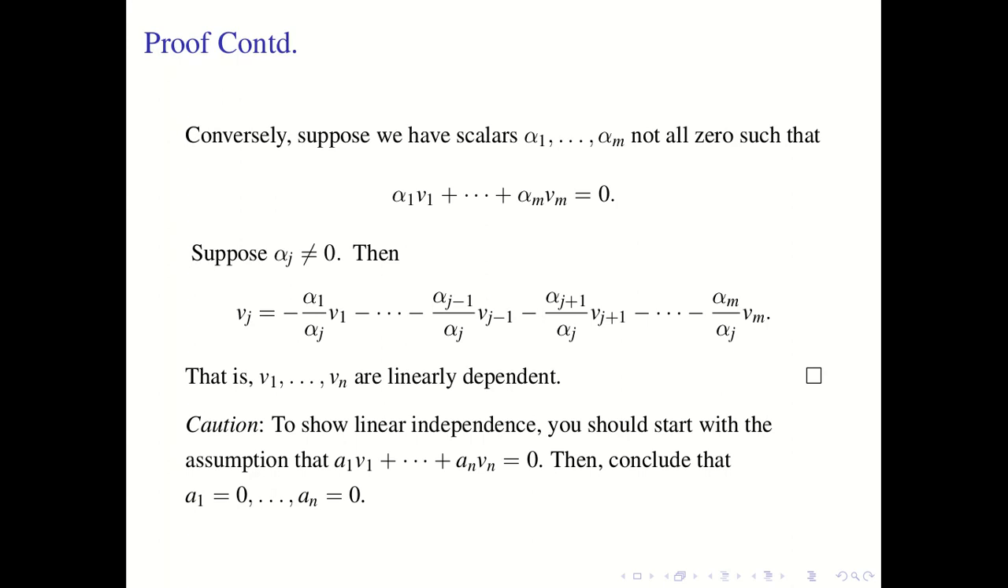Now a word of caution. If you are asked to prove that a collection of vectors is linearly dependent or independent, or suppose you are asked to prove that it is linearly independent, you have to start with the assumption that a1 v1 plus etc. an vn equals 0, and from there, using whatever data that we have, we need to conclude that a1 is 0, a2 is 0, etc. an is 0.